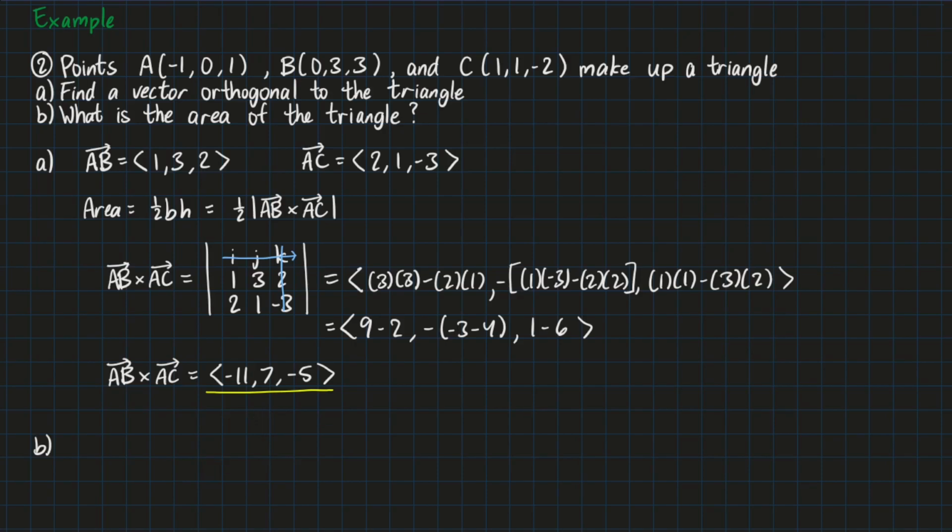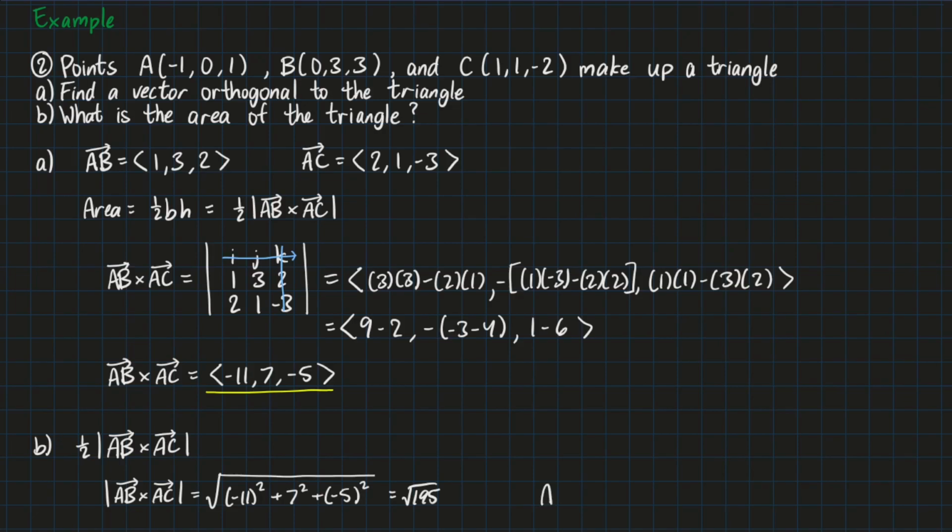Now for part B, the area of the triangle is just going to be 1/2 times the magnitude of AB cross AC. And the magnitude of AB cross AC is equal to the square root of the sum of each component squared. So the area of the triangle equals the square root of 195 divided by 2.